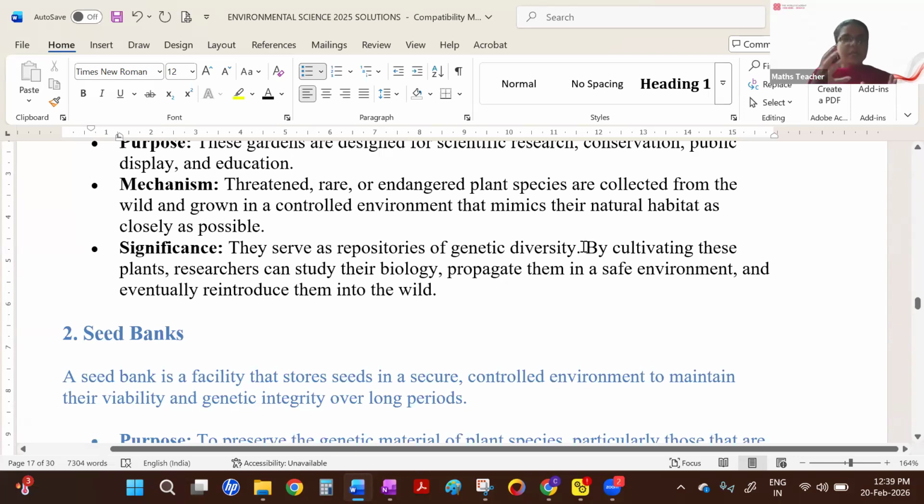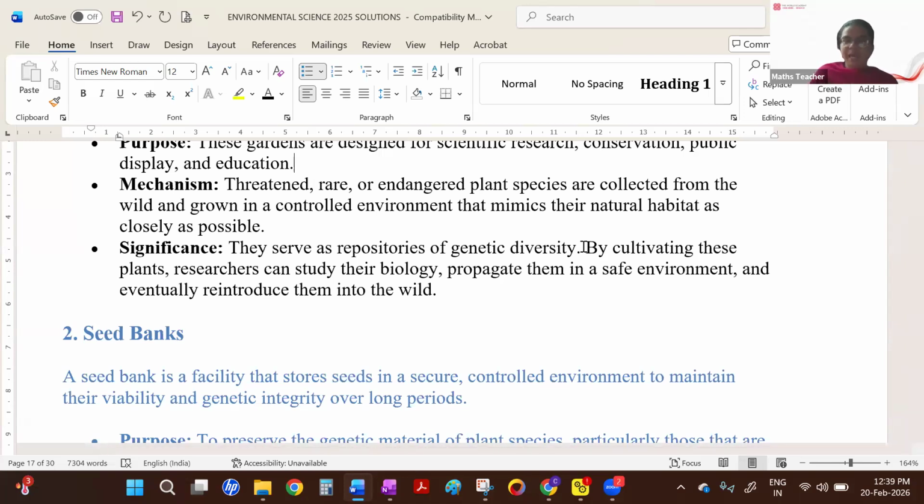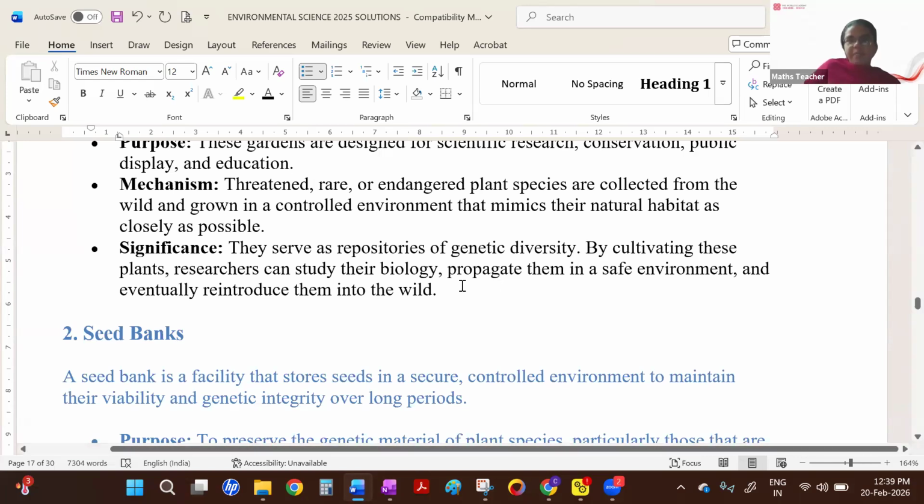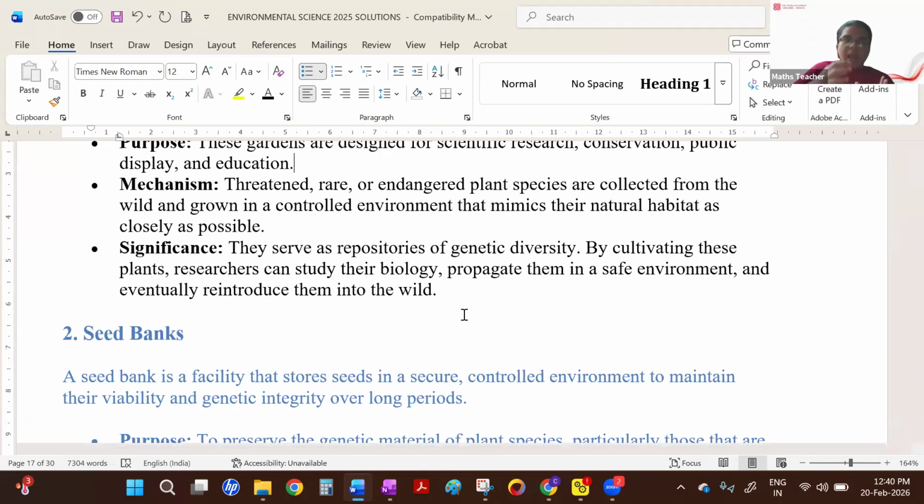So they serve as places where these genes are protected, right? By cultivating these plants, researchers can study their biology, propagate them in a safe environment, and eventually reintroduce them into the wild. Because these are endangered species, they will be protected there and studied, and scientists will also propagate them so that they're able to reintroduce them into the wild.